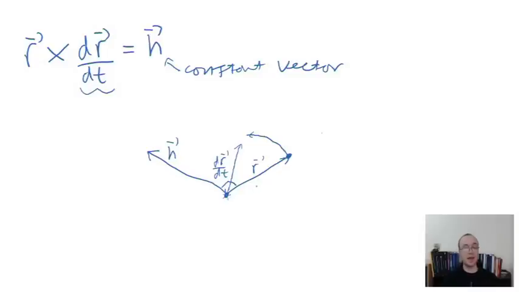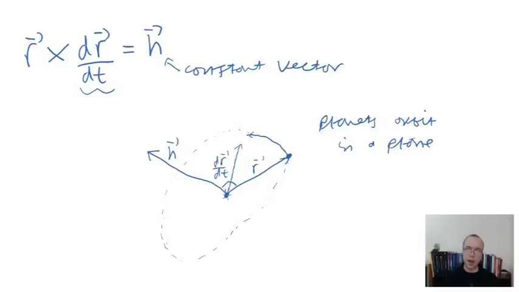And the key is, because the vector h is constant, meaning it has a constant direction and a constant magnitude, this actually defines a plane in three-dimensional space. Because if h was not constant, say it was rotating, then the plane would be rotating. But because h is constant, it forces r and the derivative of r to lie within a plane. So we've deduced one key result already, in that planets orbit in a plane. And this is good because it means that we can reduce this three-dimensional vector problem to a two-dimensional problem defined inside of this individual plane.